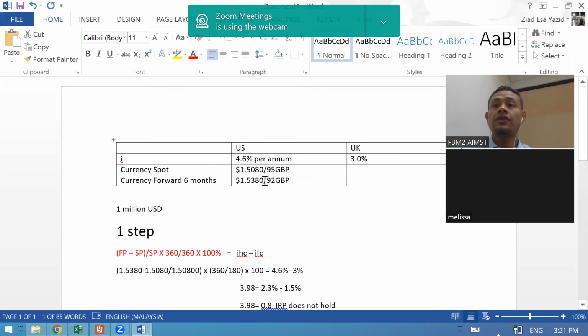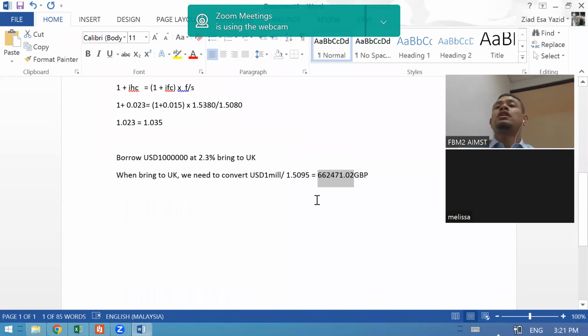Look at the exchange rate. It takes 1.5080, or 1.5095, US dollar to get 1 British pound. So naturally, if you have 1 US dollar, you will get only 600,000-something of British pound. So now you have converted your US dollar into British pound. Then you can invest in the UK.